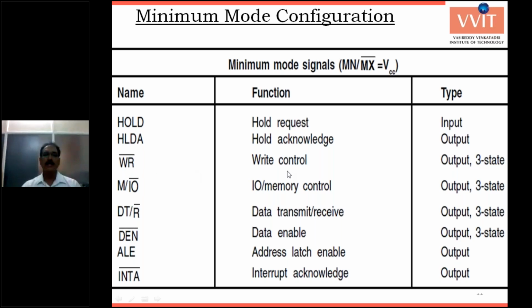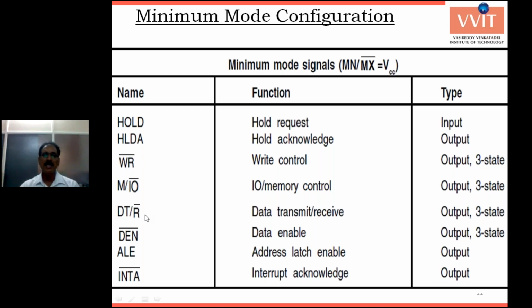The next is the WR pin, which is the write control signal. Writing of the content to the memory location or output devices is enabled by the WR signal, which is an output. Next, M/IO bar. This enables reading or writing the content of a memory location or IO devices. If it is a memory location, the processor generates a 1. If IO devices are accessed, this pin is indicated as 0. Depending on M/IO bar, the content is read or written to memory or IO devices directly.